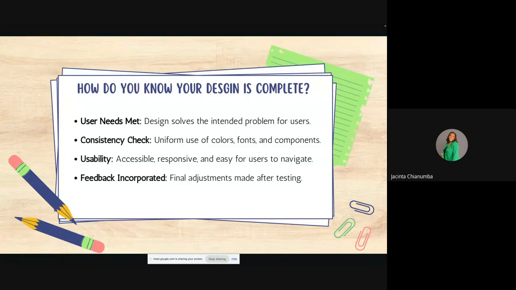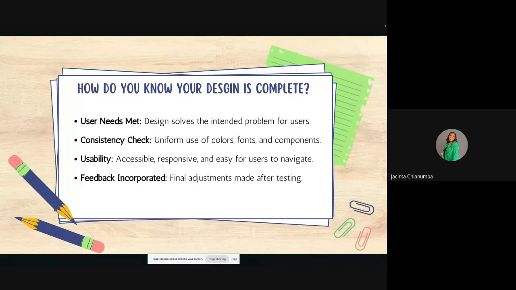So you make sure that your user needs are met. From your problem statement, you have to go back to your problem statement to make sure that what you actually found out, does your design actually solve this problem? Because you might end up creating a design out of the blues. It's not solving anybody's problem. You are not addressing the issues that have been identified, and that is actually a very big problem.